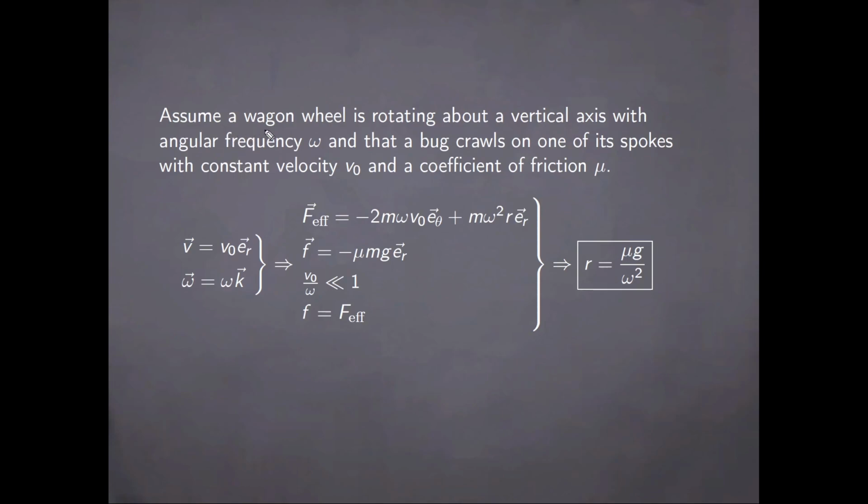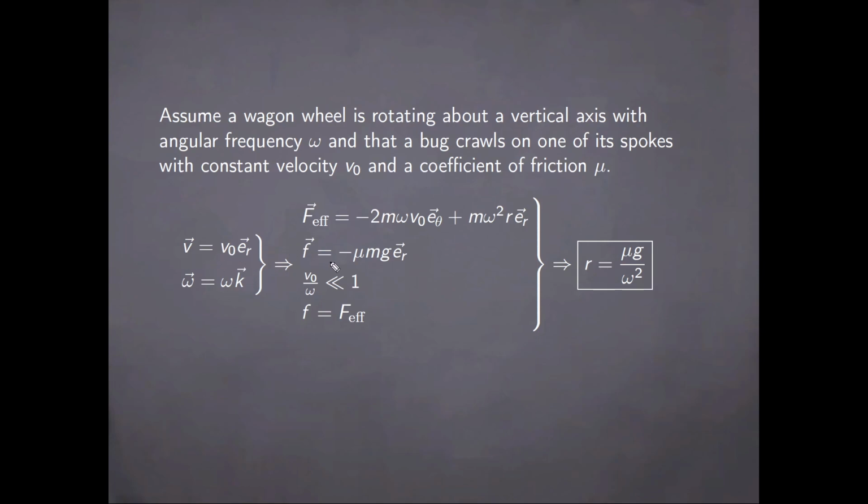consider the situation of a wagon wheel which is rotating about a vertical axis with angular frequency omega, and having a bug which crawls on one of its spokes with constant velocity v0 and having a coefficient of friction mu. Then the radial velocity of the bug is the one here, and the angular velocity of the wheel is this one.